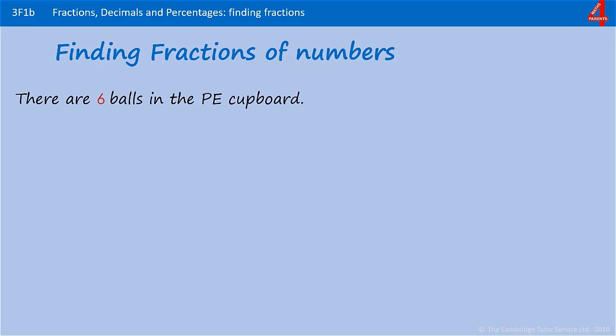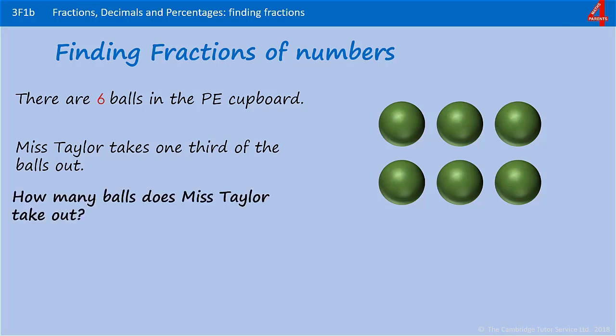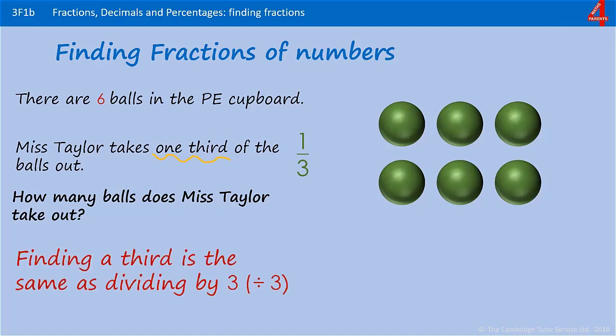There are 6 balls in the PE cupboard. Miss Taylor takes 1/3 of the balls out. How many balls does Miss Taylor take out? The fraction looks like this. 1 is the numerator and 3 is the denominator. And that just means 1 divided by 3. To find 1/3 of something, that's the same as dividing by 3.